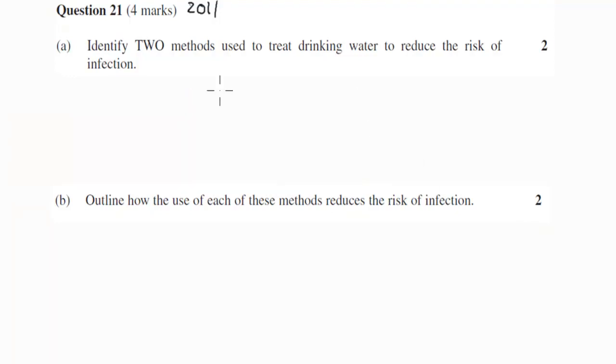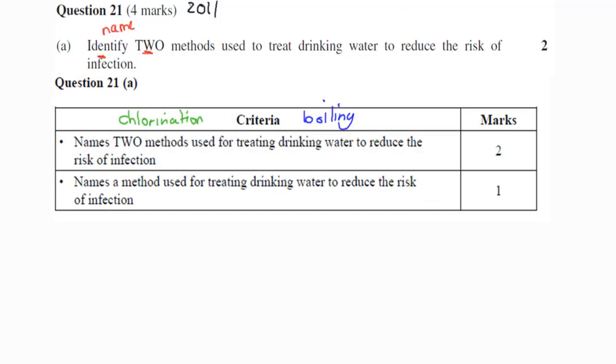Welcome back. Alright, so question A says identify. That means just more or less, in this case, name. So identify 2 methods used to treat drinking water to reduce the risk of infection. And because it says 2, obviously don't mention 1, as you will only get 1 mark. The marking guideline says you need to name 2 methods, and that's it. So name 2 methods, and that will get you the full 2 marks.